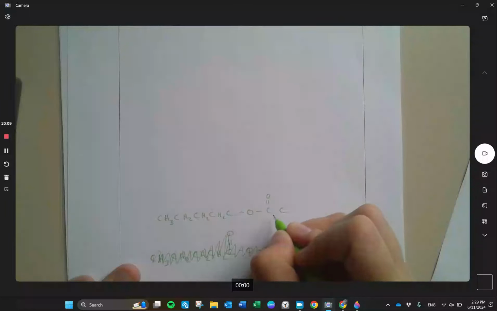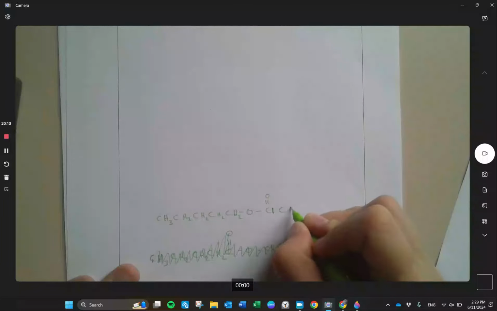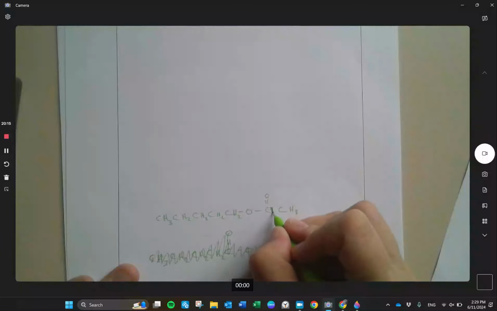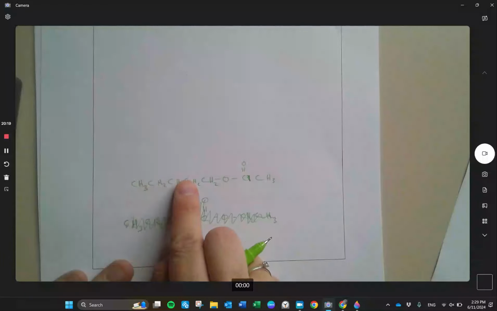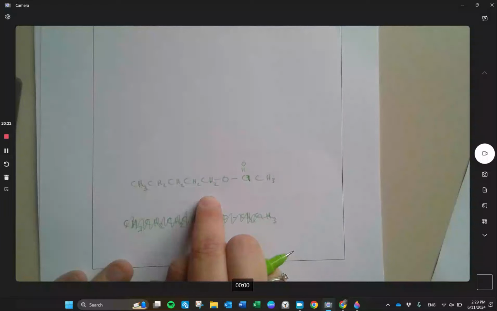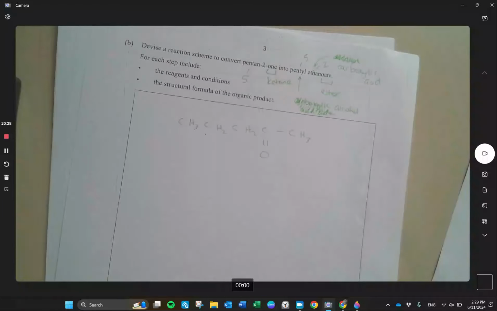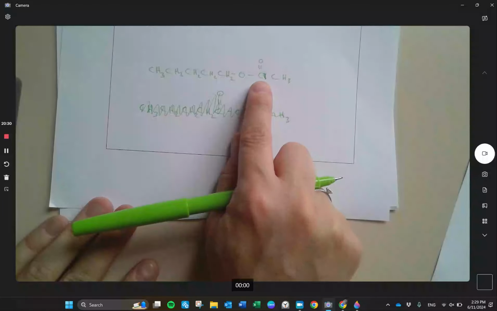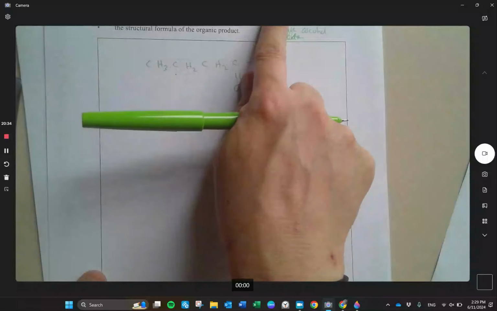Don't get it? Where's the ethane? Where's the ethane? This here, 1, 2, 3, 4, 5, that is the pentanol. That's the alcohol from the pentyl. And then this here, CCH3, that's your ethanoic acid, ethanoate. Okay? Oh, I see. Yep. Good catch.